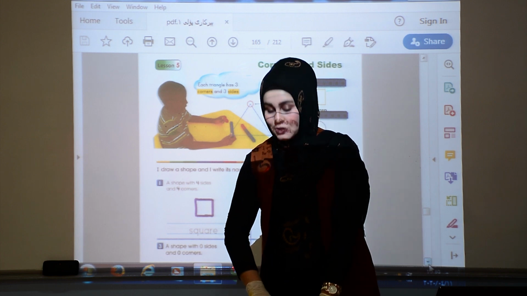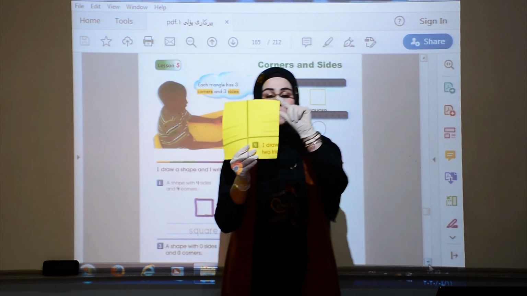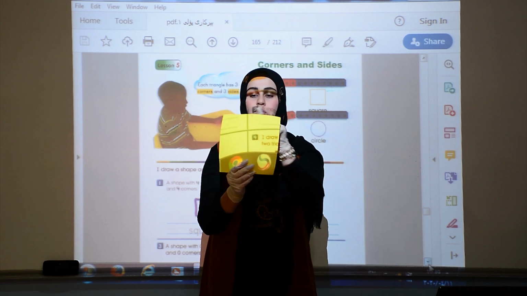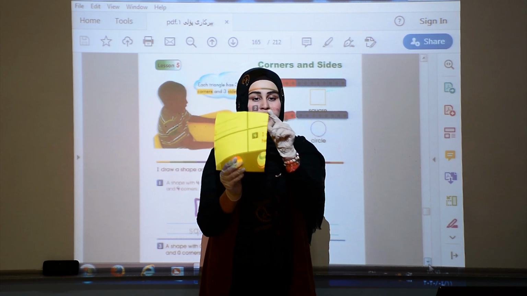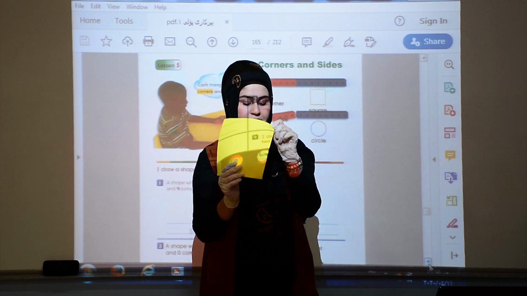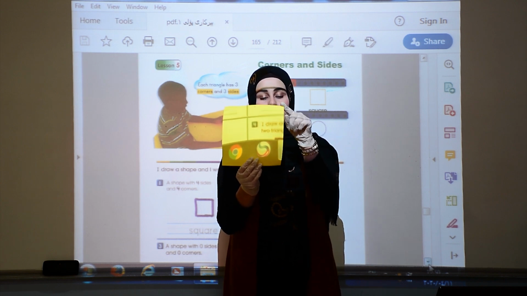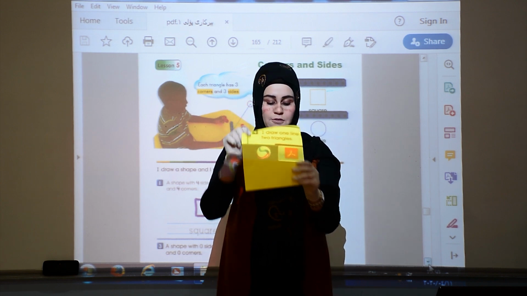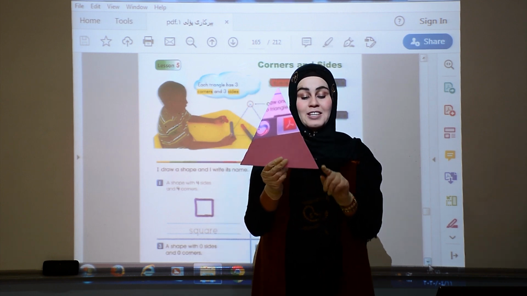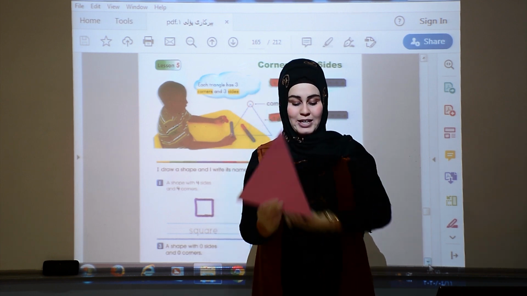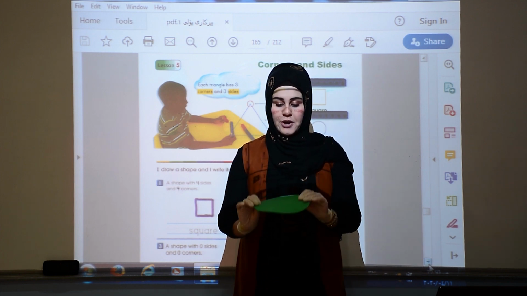Okay, let's talk about corner. Look at this shape. Corner is this point when two lines, two sides meet together. This place is corner. Okay, so from square we have 4 corners. 1, 2, 3, 4. And from triangle we have 3. 1, 2, 3. And from the circle we don't have any corner.